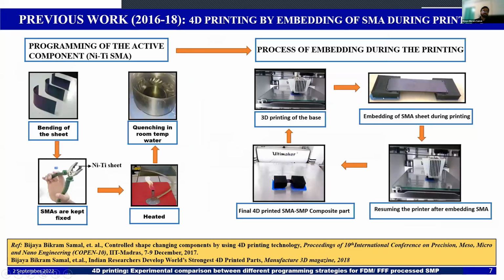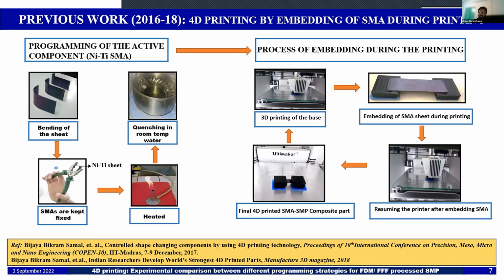we created the shape memory alloy and polymer structures, where we first took nickel titanium shape memory alloy and did the programming of the active component. The programming procedure was, first of all, we have to bend the sheet at a precise angle that we want to achieve. Then we have to fix it in a fixture. After that, we have to heat it at around 500 degrees Celsius for 15 minutes, and then do rapid quenching. Once that is done, we have programmed the active component. Now we can go for the embedding process.